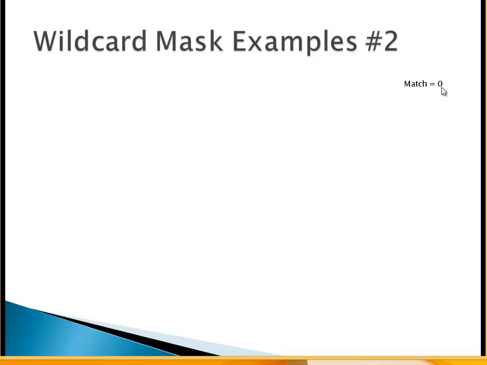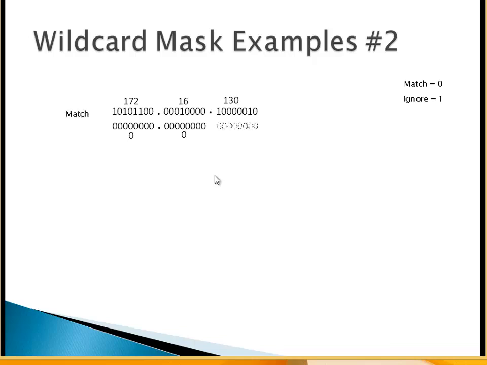Okay, let's take another example. Remember, to match we put 0, to ignore we put 1. 172, if you represent that in binary, it will be 10101100. If we want to match all the bits, then we put zeros, and that will be 0 in decimal. The second octet, again 16, match, all zeros, it will become 0. And the third octet, 130, in binary, we match every bit on that, and it becomes 0. Fourth octet, we ignore that.